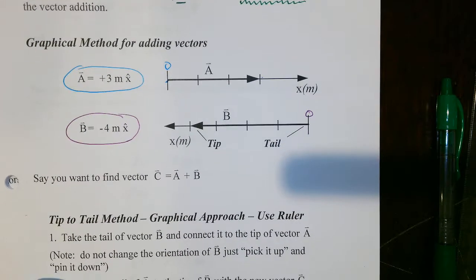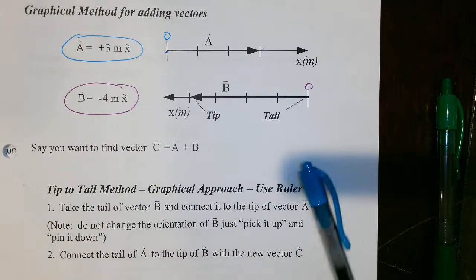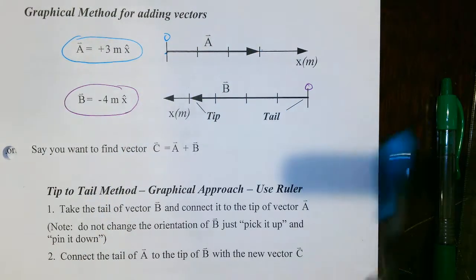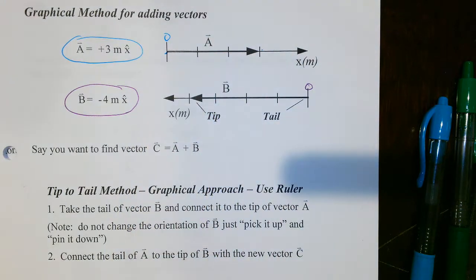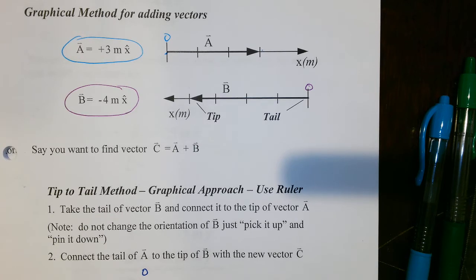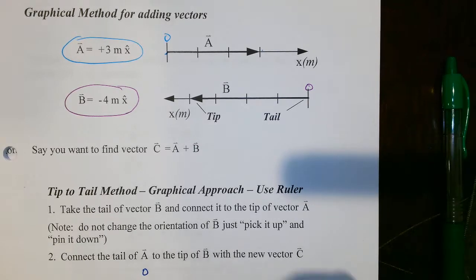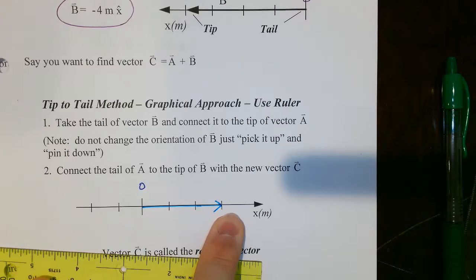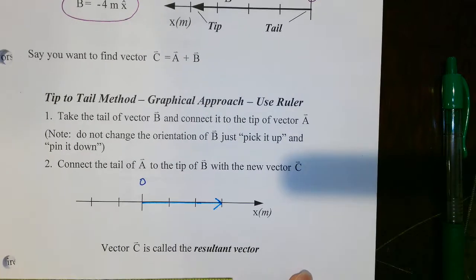To add this graphically, you need to use the tip-to-tail method. The tip-to-tail method means, first, I place the first vector that I'm adding starting from the origin. So let's call that 0. If I draw vector A from the origin, it is 3 units in the positive x direction. Make sure you draw the line and draw the arrowhead. If you don't draw the arrowhead, it's not a vector.